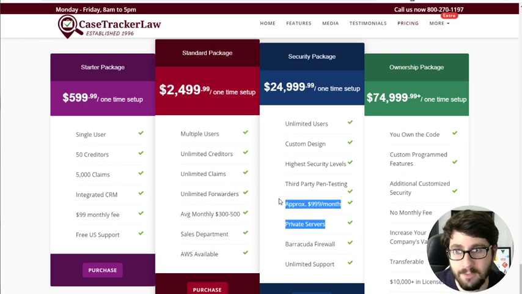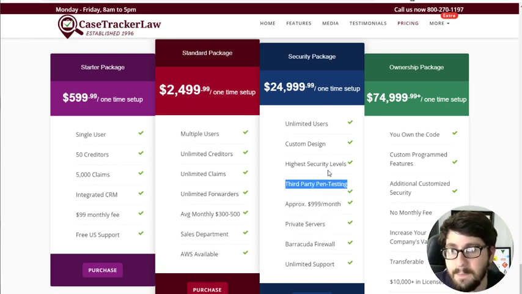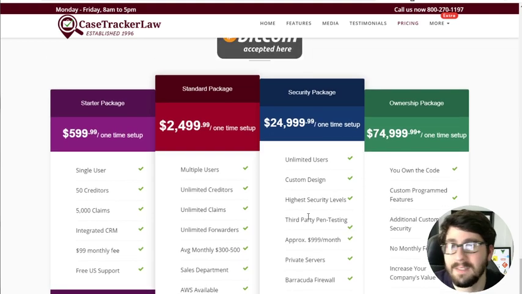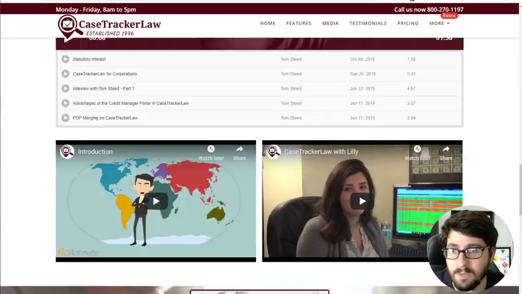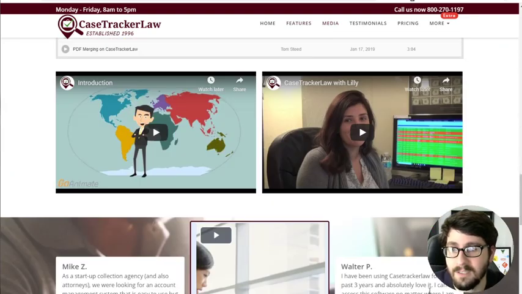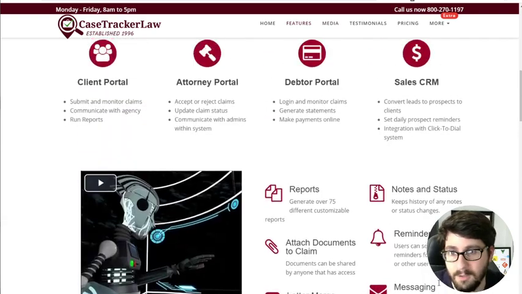So private servers, $1,000 a month, third-party penetration testing. I mean, come on. This is outrageous. I don't care how good the software is. You don't use this. This is software for people that don't know better and that have too much money to burn. That's what this is.